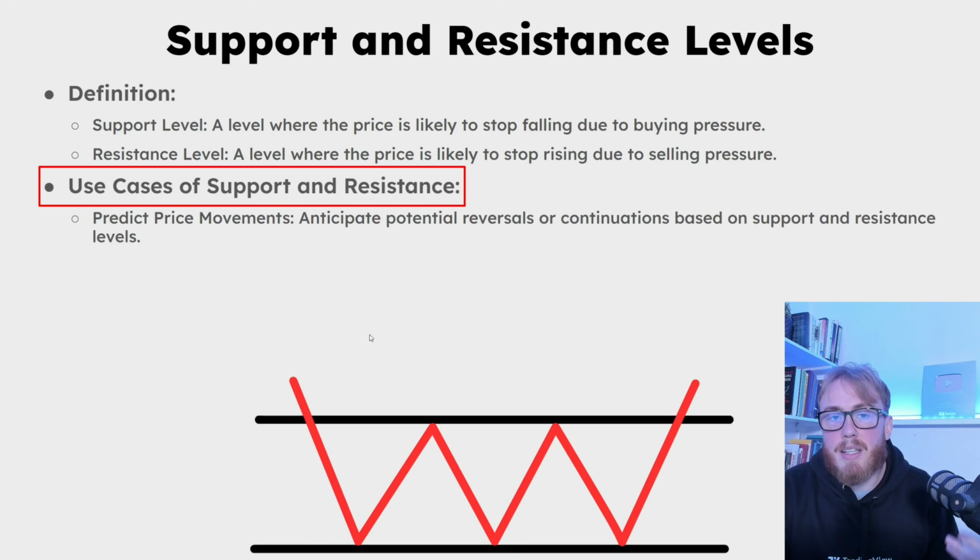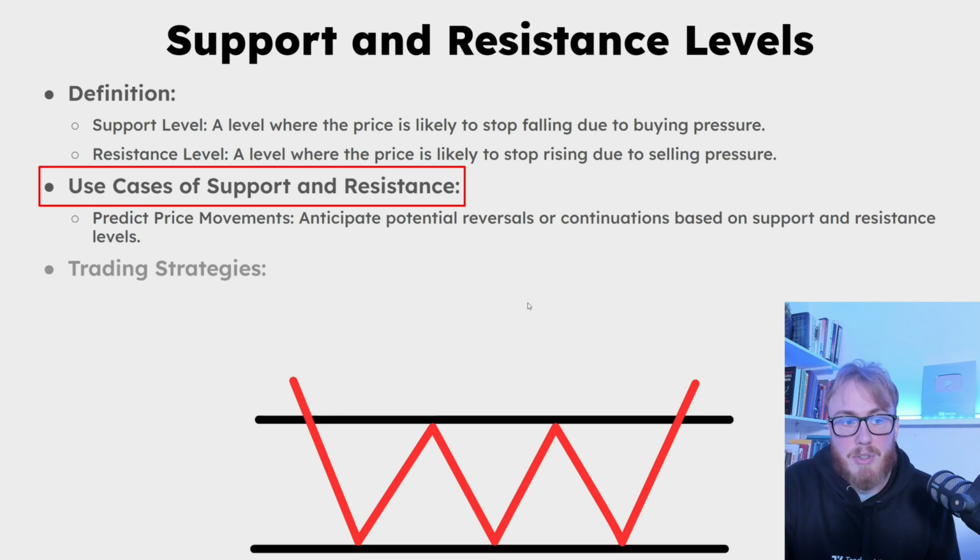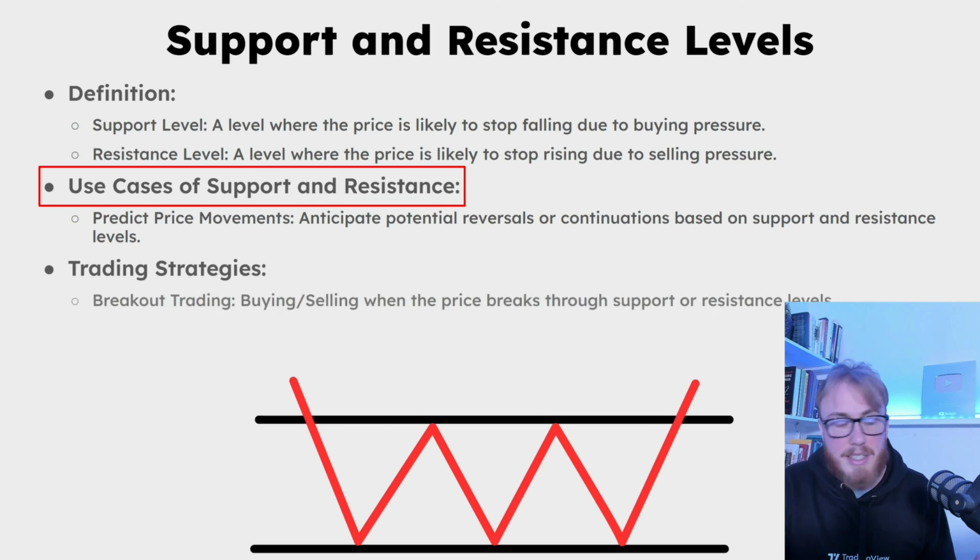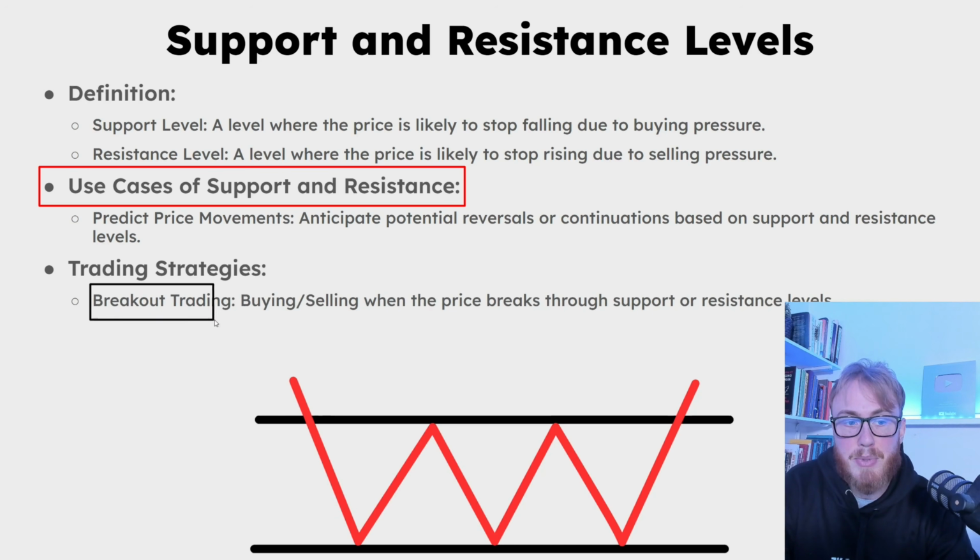Well, first of all, we can use support and resistance to try to predict price movements. We can anticipate, for example, potential reversals or continuations based on the support and resistance levels. And what about the trading strategies? Well, one very common trading strategy is the breakout trading strategy. And this is basically when you buy or sell when the price breaks through support or resistance.